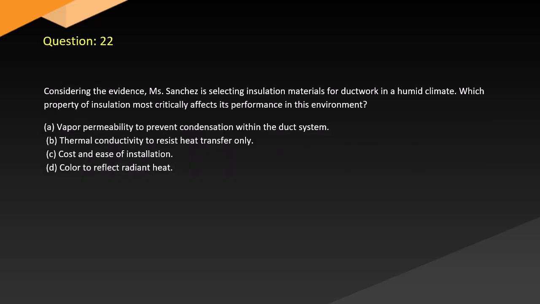Question 22. Considering the evidence, Sanchez is selecting insulation materials for ductwork in a humid climate. Which property of insulation most critically affects its performance in this environment? A. Vapor permeability to prevent condensation within the duct system. B. Thermal conductivity to resist heat transfer only. C. Cost and ease of installation. D. Color to reflect radiant heat.